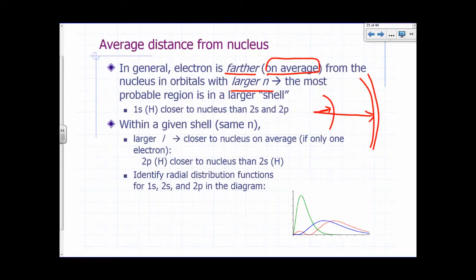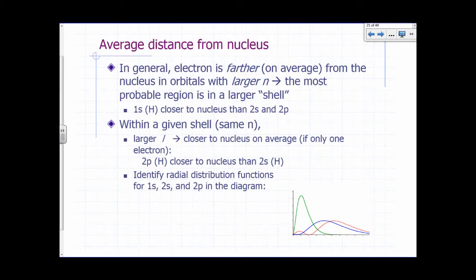Now, within a given shell, the larger the L, the closer the electron is to the nucleus, on average. Now, we're talking here about orbitals describing atoms that have only one electron. So an electron in a 2p orbital of hydrogen would be closer to the nucleus, since this is L equals 1, and 2s would be L equals 0. So an electron in a 2p orbital of hydrogen would be closer to the nucleus than an electron in a 2s orbital of hydrogen.